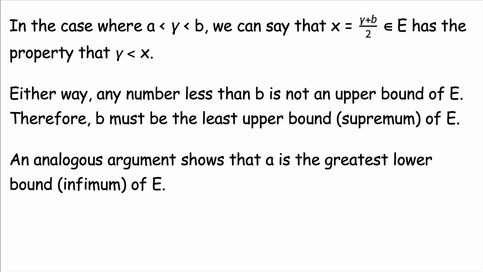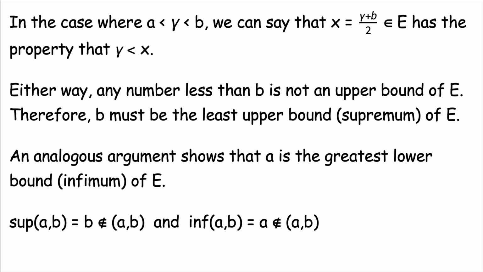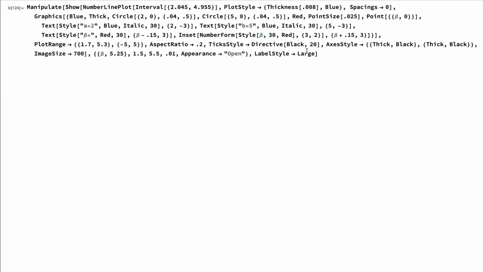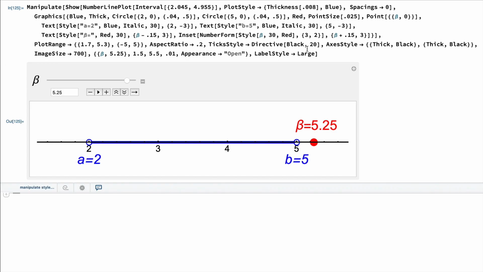An analogous argument shows that the left endpoint, A, is the greatest lower bound, or infimum, of E. It's worth emphasizing one more time. The sup of the open interval from A to B is the right endpoint B, which is not in the open interval from A to B, and the inf of the open interval from A to B is the left endpoint A, which is not in the open interval from A to B. Once again, I have Mathematica code that I can run to illustrate this.